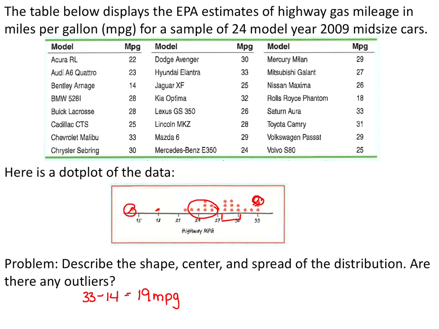We also need to look for any outliers. So in this case, this 14 is down here by itself. The next smallest one is 18. So it may be that 14 mile per gallon vehicle, which is a Bentley, is an outlier. And that 18 is pretty far away from the next one, which is at 22. So the vehicle that gets 18 miles per gallon, which is the Rolls-Royce Phantom, may also be an outlier.